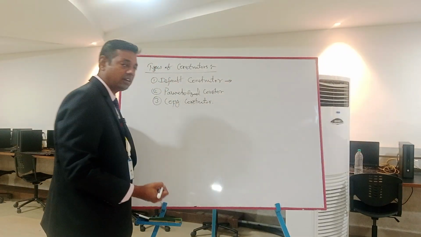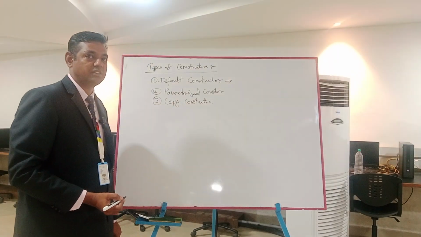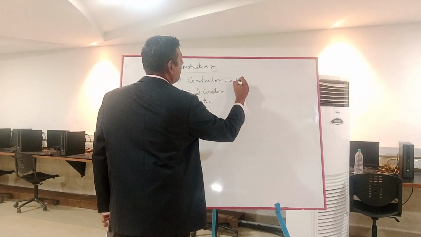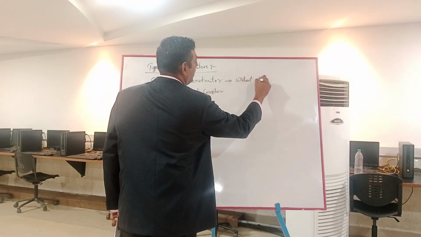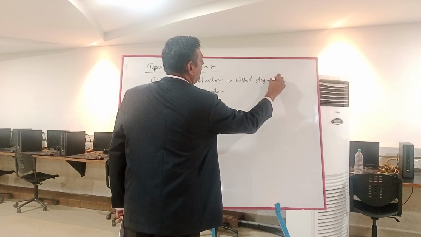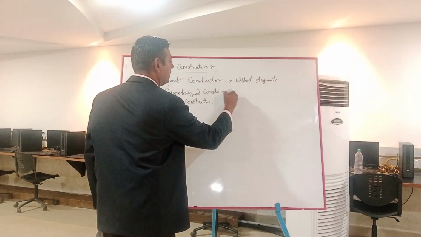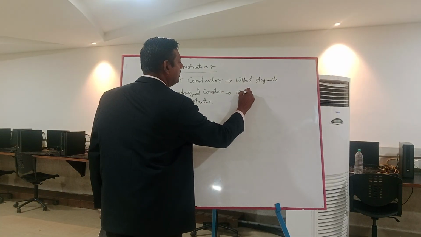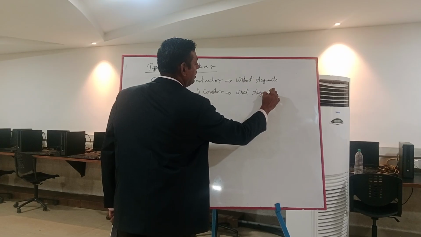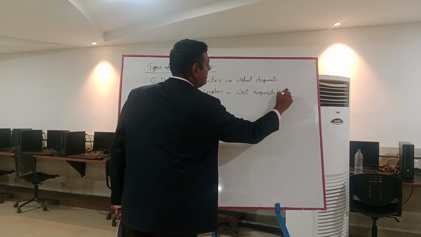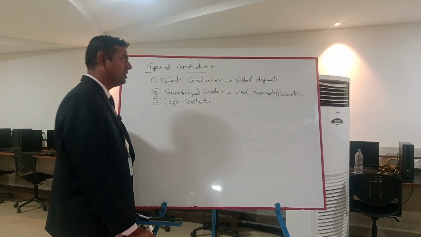The default constructor is one which doesn't have any arguments or parameters. A constructor without arguments is called a default constructor. A constructor with arguments or parameters is called a parameterized constructor.